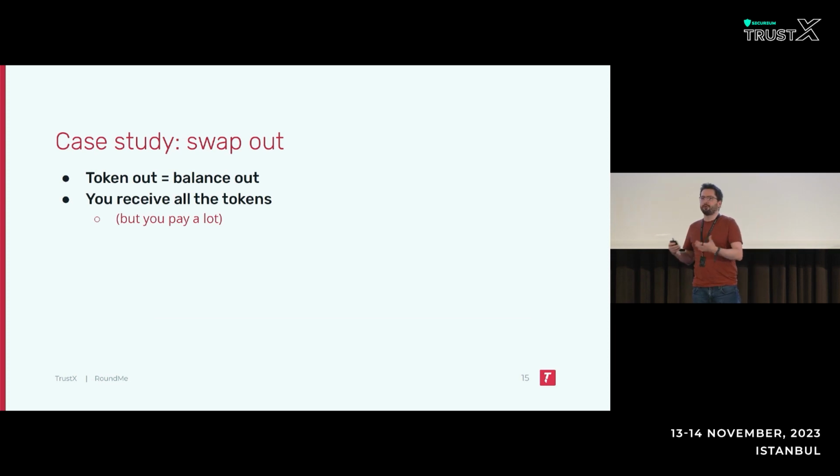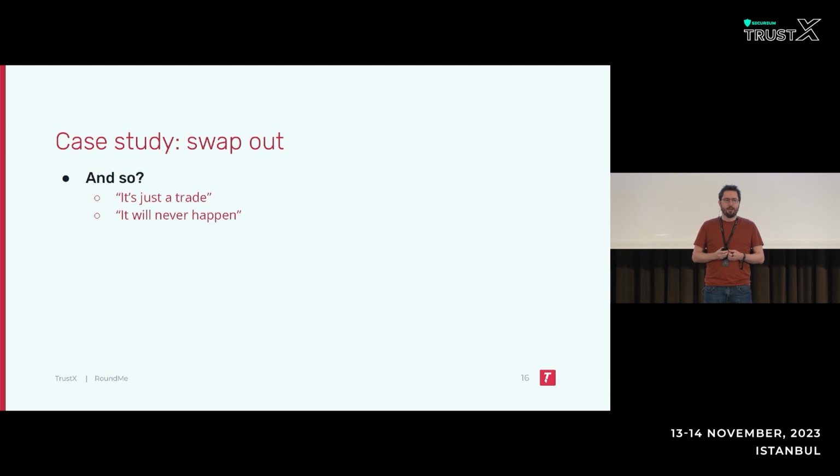Basically, you receive all the tokens that are within the pool. But you have to pay a lot, because you have to send this huge amount to make it tend toward 0. Now you are going to ask, yes, but it's just a trade: you pay a lot, you receive a lot. It's kind of expected. You might think it's never going to happen. You are never going to push this fraction toward the point where it tends toward 0.